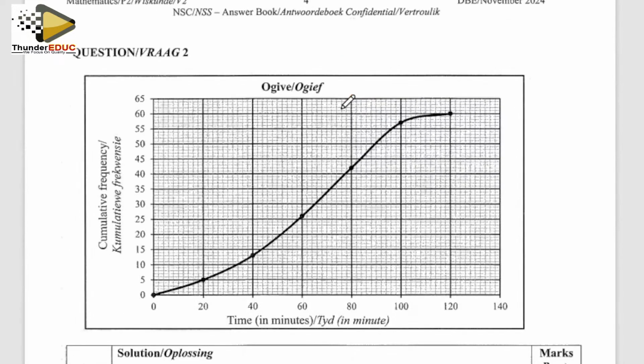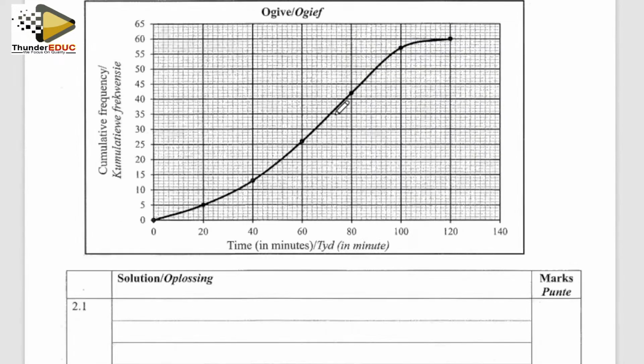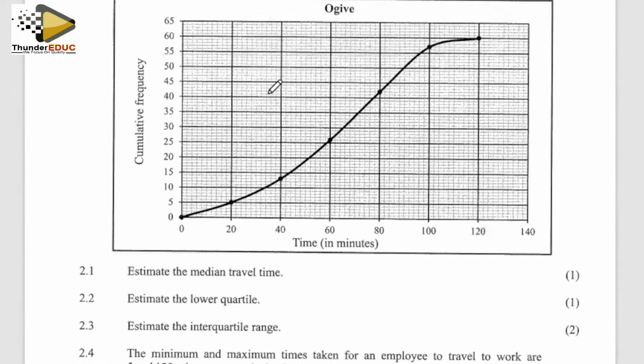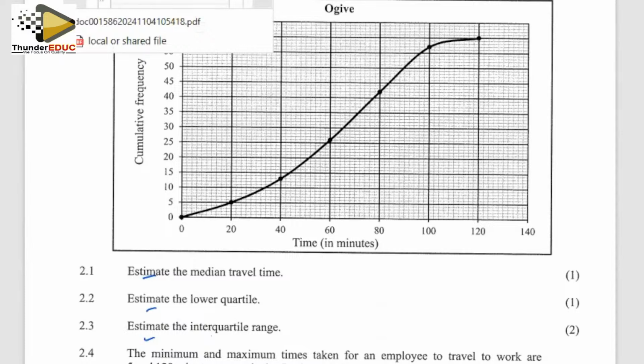Then question number 2, we are given the cumulative frequency graph, the ogive, and we need to answer questions. So number 1, they want us to estimate the mean. Remember, we are estimating, so our answers might be slightly different by just decimals or just a few numbers.